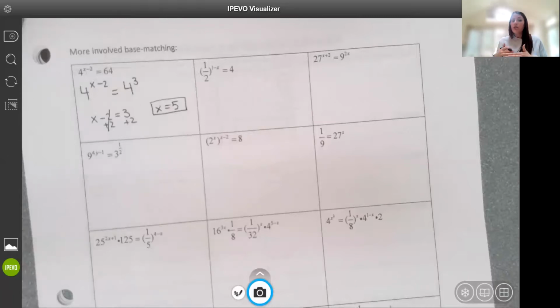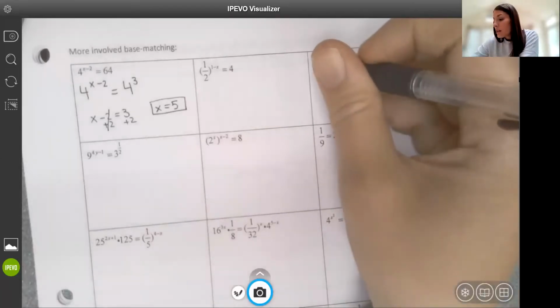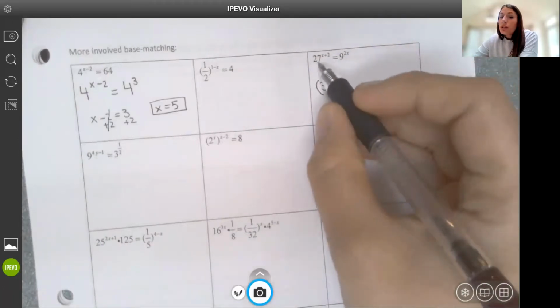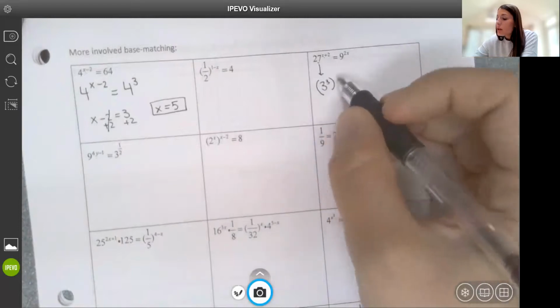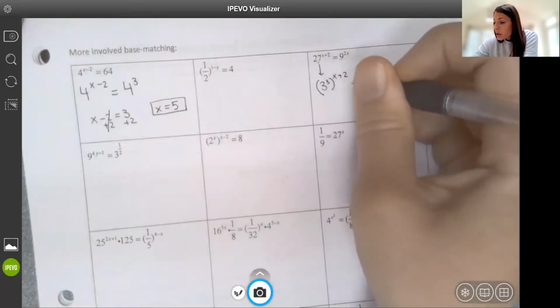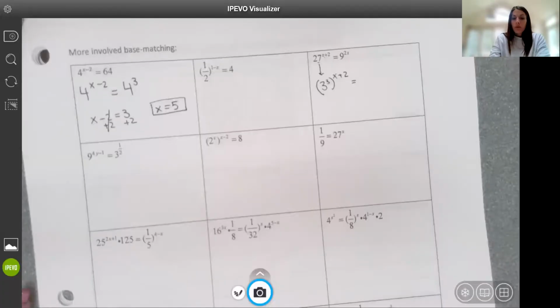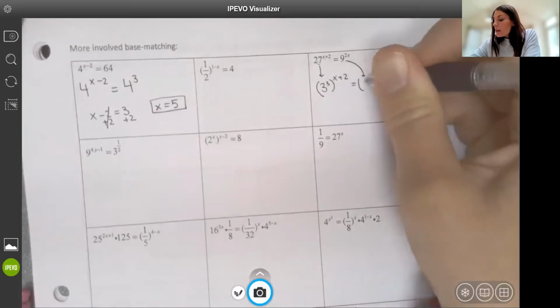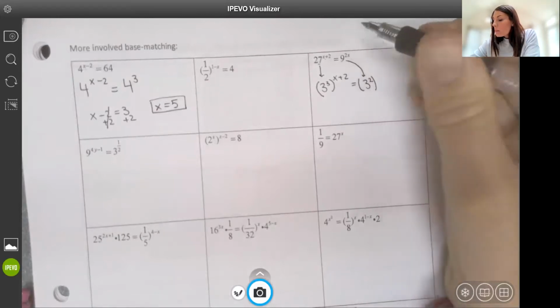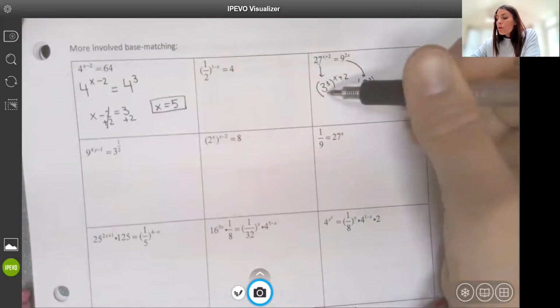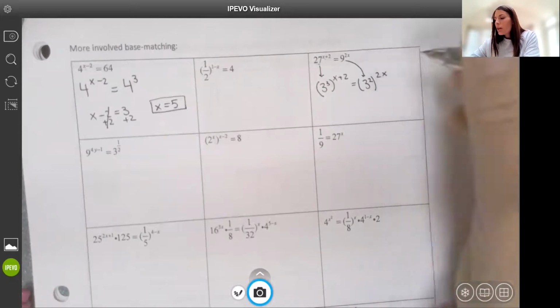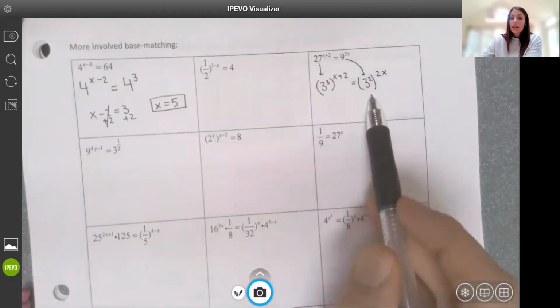Okay, so it's not always that we're just matching one side to the other. Sometimes we're changing both sides so that they have the same base. So 27 is 3 cubed. So now instead of 27 to the x plus 2, we have 3 cubed being raised to the x plus 2. And then I can rewrite 9 on this side as 3 squared, because 9 and 27 can both be written as base 3. So that's the first step of thinking through how I'm going to set up that equation: get the same base.